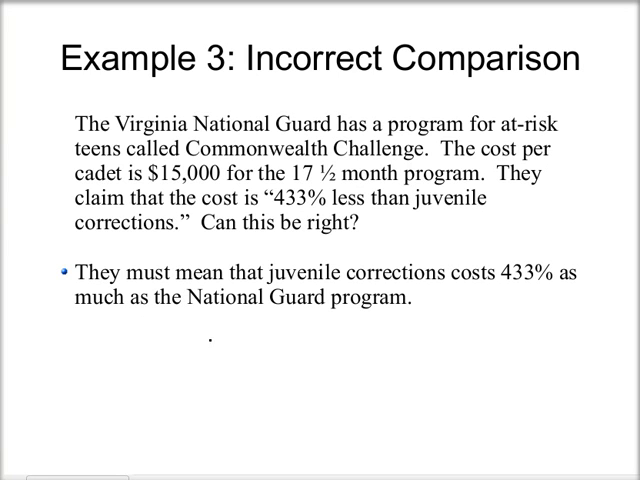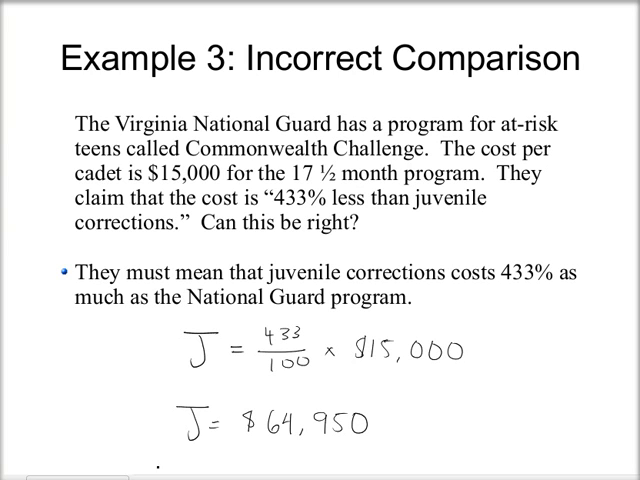So then, according to my meanings of phrases, that means that J is equal to 433 divided by 100 times 15,000. So then if I put that in my calculator, that means that the cost of juvenile corrections is going to be $64,950. So that makes a lot more sense for what they're trying to say here.